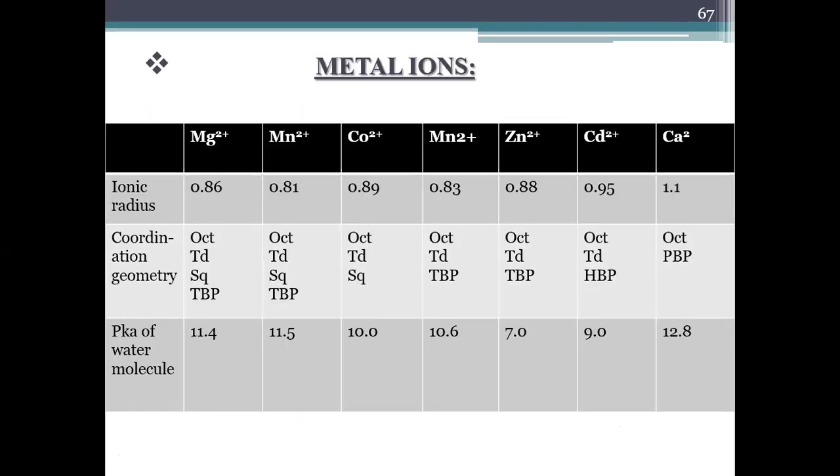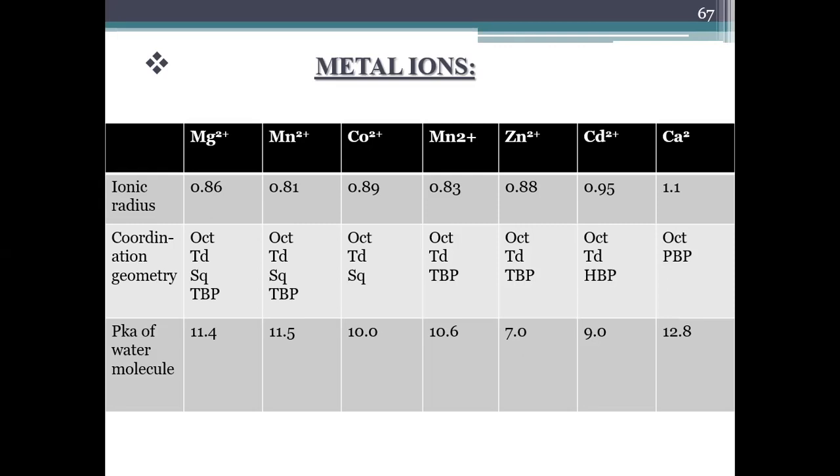Other metal ions and their geometry. Other metal ions which are involved: magnesium, manganese, cobalt, zinc, cadmium, and calcium. Ionic radius of magnesium 0.86, manganese 0.81, cobalt 0.89, manganese 2+ 0.83, zinc 2+ 0.88, cadmium 0.95, and calcium 1.1. And coordination geometry: magnesium has octahedral, tetrahedral, or square planar geometries.